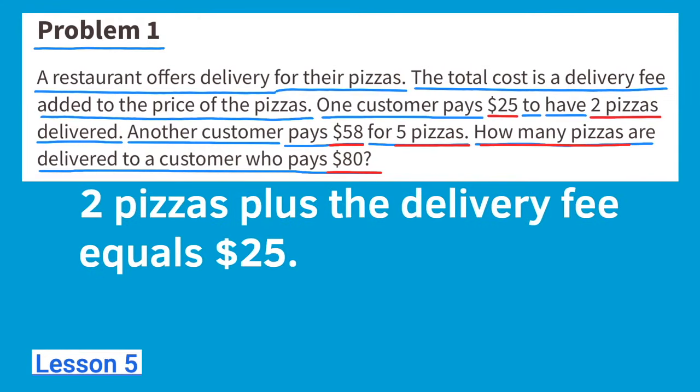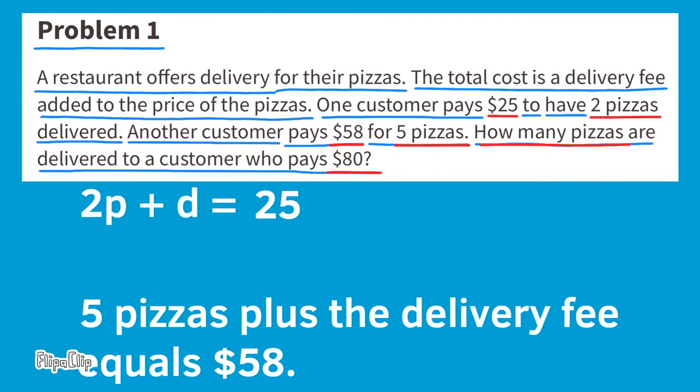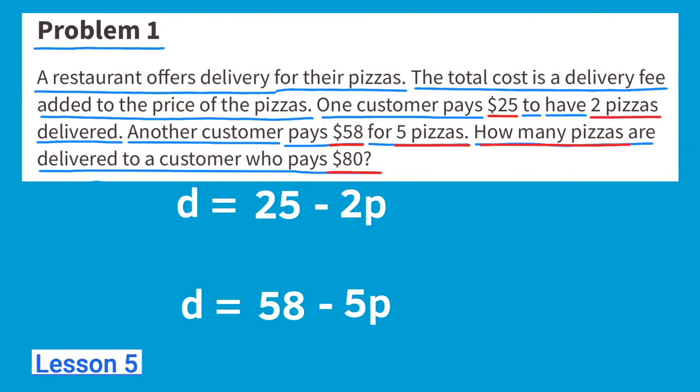2 pizzas plus the delivery fee equals $25. 5 pizzas plus the delivery fee equals $58. 2 pizzas plus delivery equals $25, or 2p plus d equals 25, and 5p plus d equals 58. Since the delivery fee is unknown, we need to get the d by itself. I can rewrite these equations as d equals 25 minus 2p and d equals 58 minus 5p.